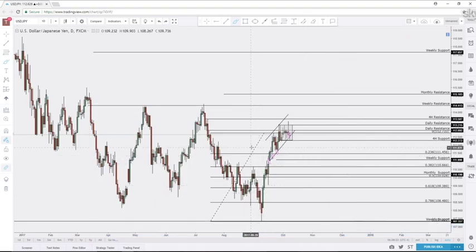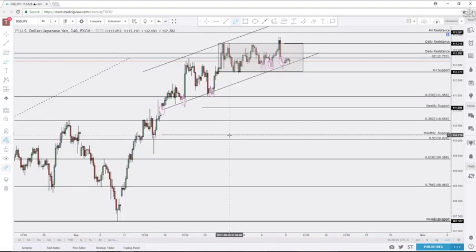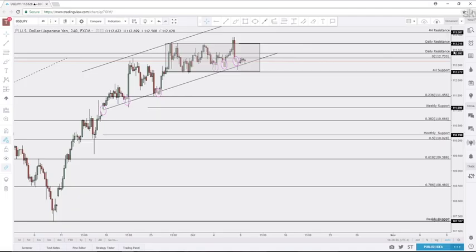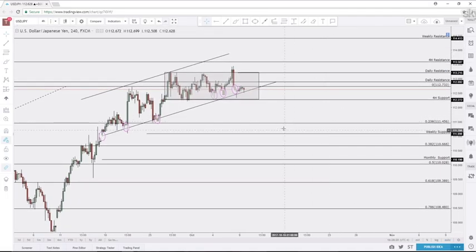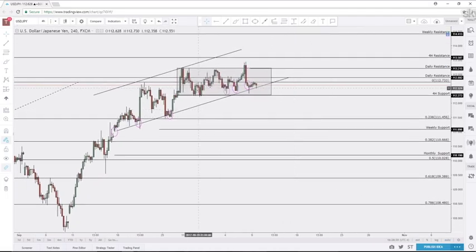What we're looking for is for the shorter term directions, for price to give us a bias on what could potentially happen. We can see right here, guys, that in the last 4 or 5 days of trading, price has simply consolidated between the 113.20 handle and about the 112.20 handle.